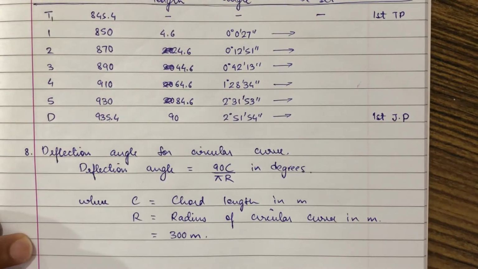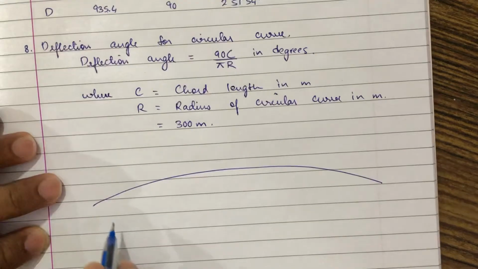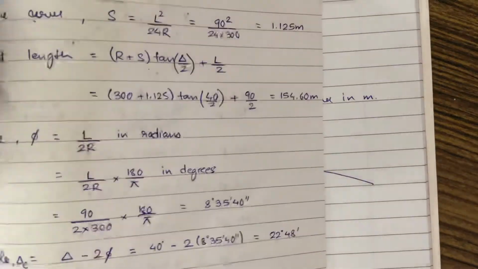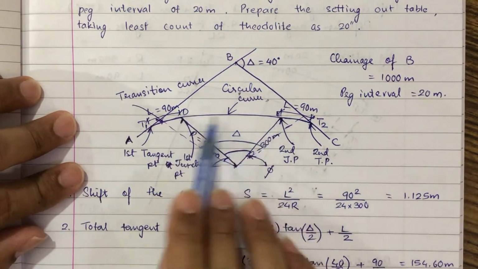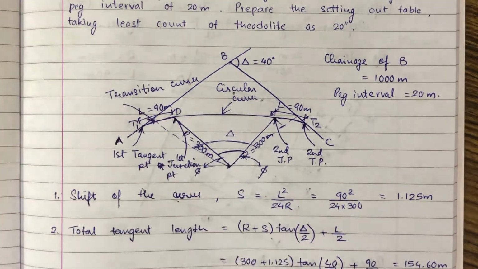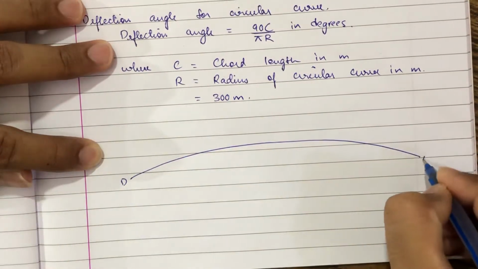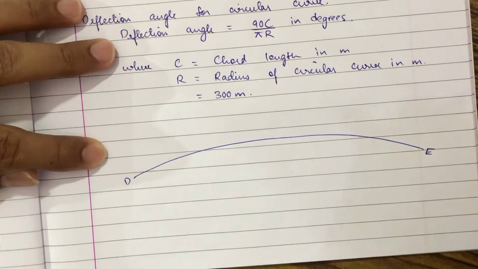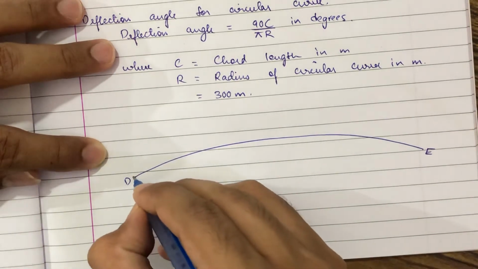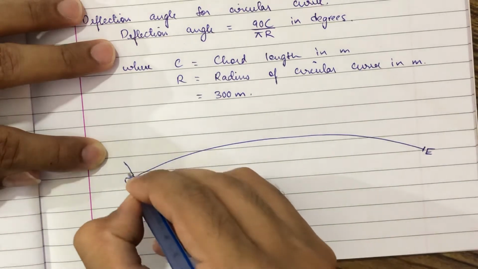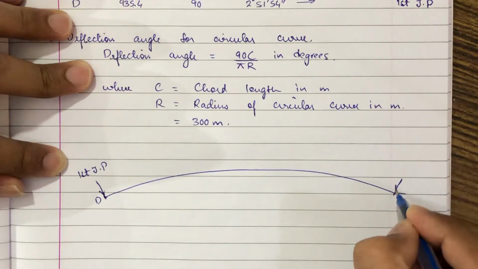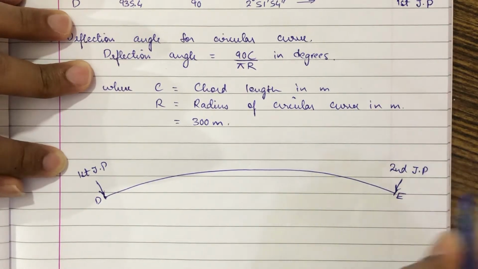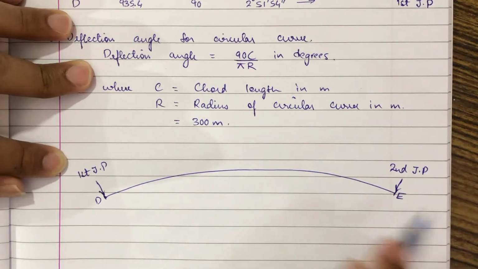Now if we consider this as the circular curve, first we have set out the first transition curve. Now we need to set out this circular curve DE. So this is D and this is E. D is the first junction point and E is the second junction point, meaning at E the circular curve changes to the transition curve.